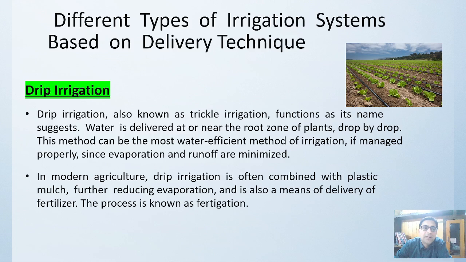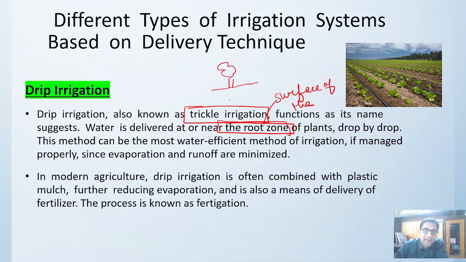Then we are coming to drip irrigation, a very important irrigation system. Drip irrigation is also called trickle down irrigation. Here the water is delivered near the root zone or on the surface of the plant. If this is a plant, we will drop the water over here, not directly to the roots, but on the top, from where the roots can easily pick it up drop by drop.